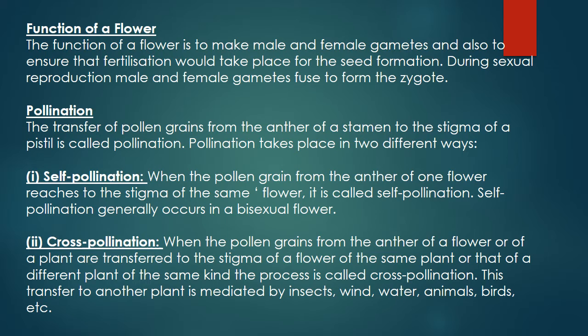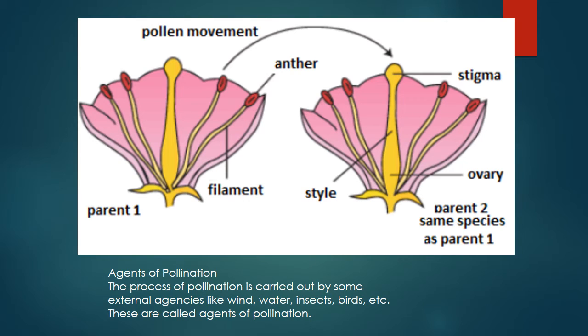When the pollen grains from the anther of a flower or plant transfer to the stigma of a flower of the same plant or of a different plant of the same kind, that process we call cross-pollination. This transfer to another plant is mediated by insects, wind, water, animals, birds, etc. This is the pollination process. Self-pollination is from the same plant, same flower or different flower.